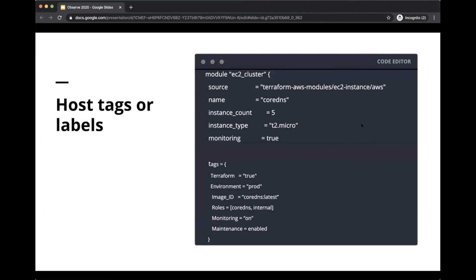We actually do convert AWS tags into metric labels or logging labels or other indexing information that we want to use, so that when we get metadata about our hosts, we can trace that throughout our infrastructure. So here I just have some tags about how it was provisioned through Terraform, the environment it runs in. It's going to get this CoreDNS image when it runs. And then this has roles of CoreDNS and internal. And then we have two other tags there: monitoring on and maintenance enabled.